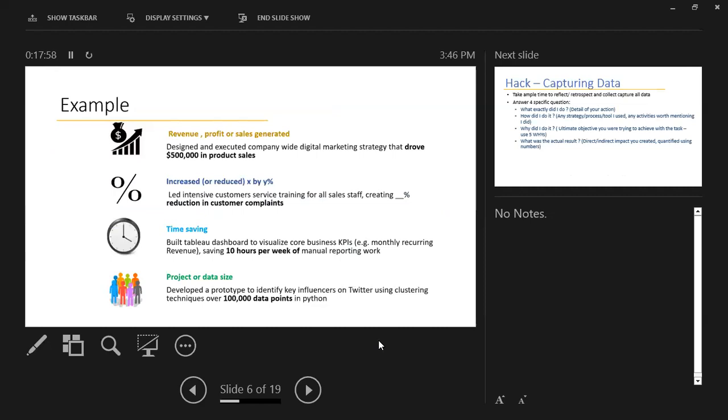When we are talking about revenue: designed and executed a company-wide digital marketing strategy that drove $X in product sales. That is also quantifying. Increased or reduced by a certain percentage is also quantifying. Time saving, maybe you saved 10 hours per week, or the data size you handled, or the number of projects you have handled. All these things will give you an idea to put certain numbers in your resume.